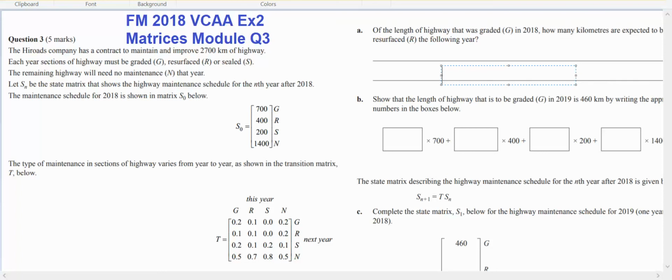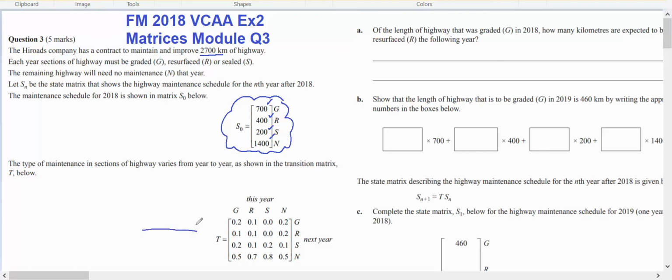This is for Further Maths. It comes out of the VCAA 2018 Exam 2, Matrices module, question number 3. So we have this situation where we have the initial condition, that of the 2,700 kilometres of highway, 700 were graded, 400 were resurfaced, 200 kilometres were sealed, and 1,400 kilometres remained with no maintenance. That's what happened initially.